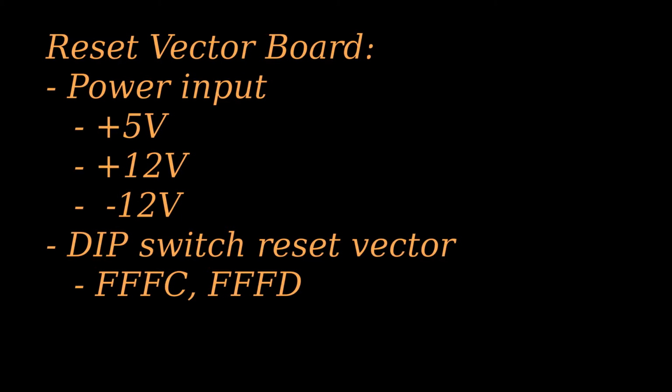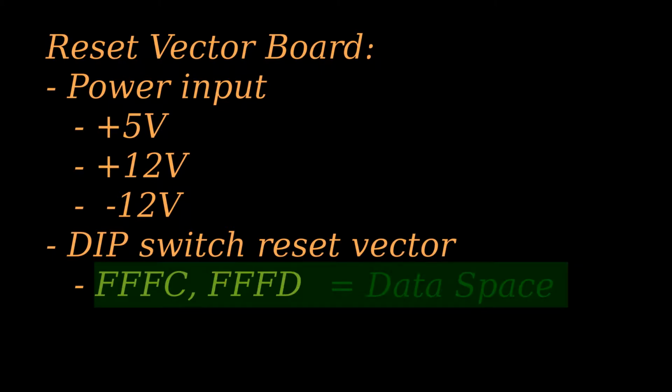Aside from the reset vectors, it will also provide power to the computer and therefore take the 3 power rails 5V and plus/minus 12V as input. The data space in question is very small. It only consists of the two reset vector bytes residing at FFFC and FFFD.